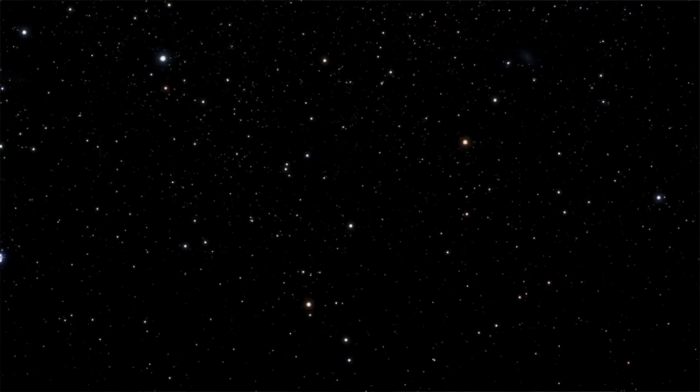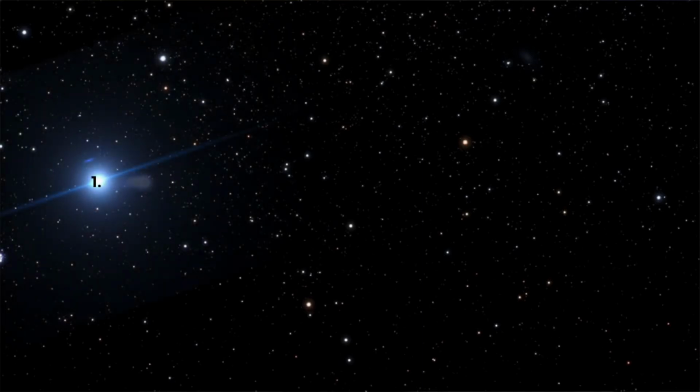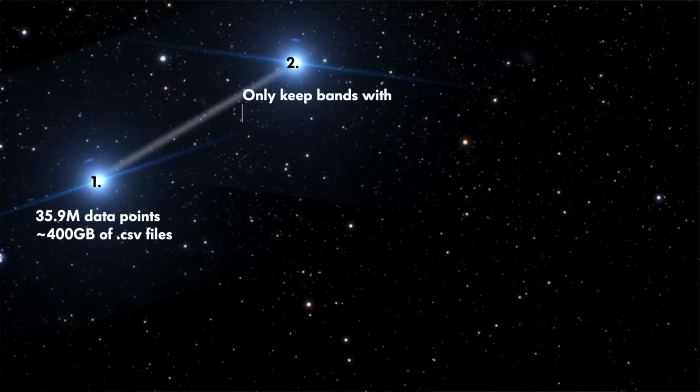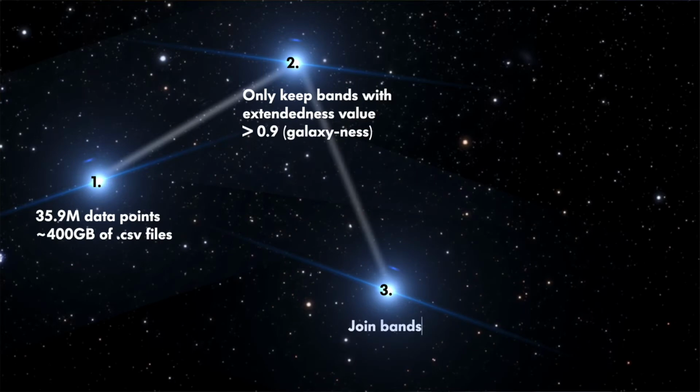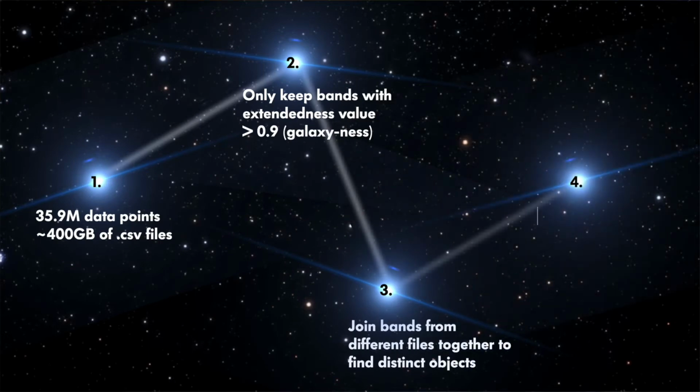We started with 35.9 million data points from Del Antonio's data. That's 400 gigabytes worth of data. We filtered these to find only the most massive galaxy-like objects, as that's the only place where lenses can occur. We identified 4 million of these massive galaxy-like objects. And from there, we had our pool of lens candidates.